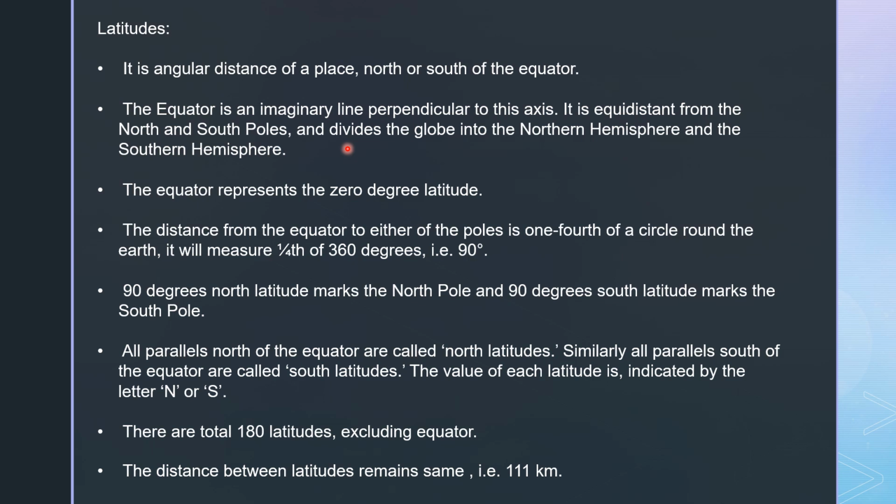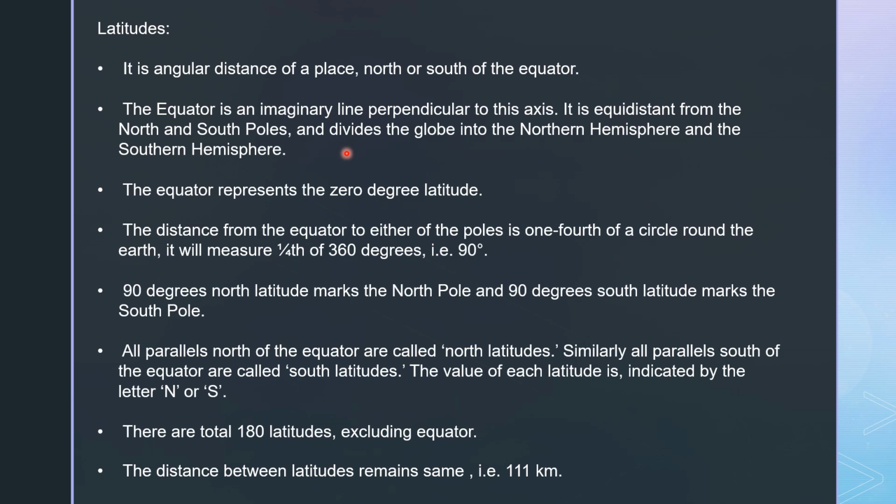The distance from the equator to either of the poles is one-fourth of a circle round the Earth. It will measure one-fourth of 360 degrees, for example 90 degrees. 90 degrees north latitude marks the North Pole and 90 degrees south latitude marks the South Pole.